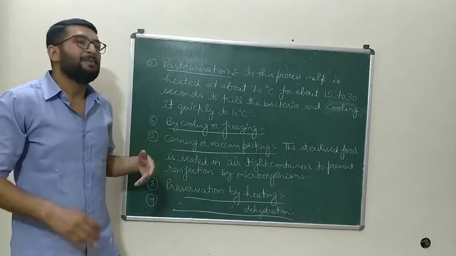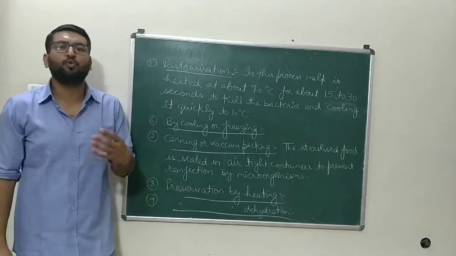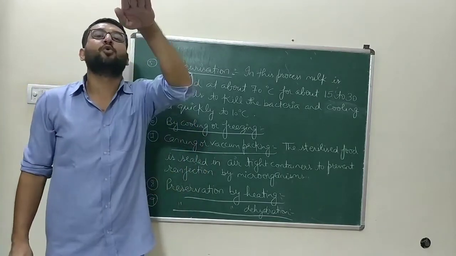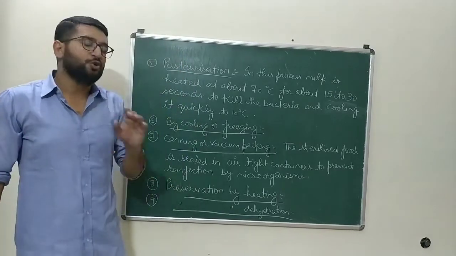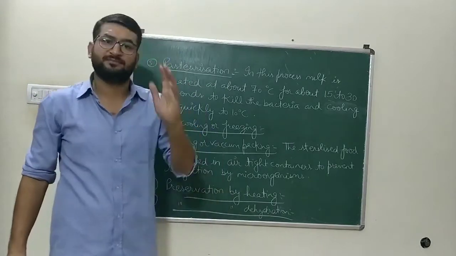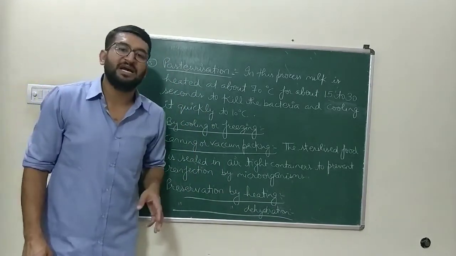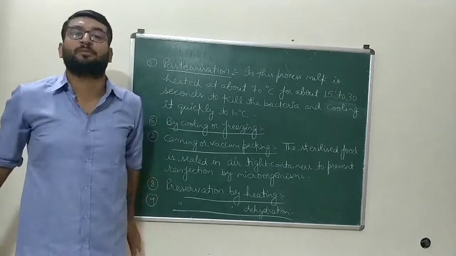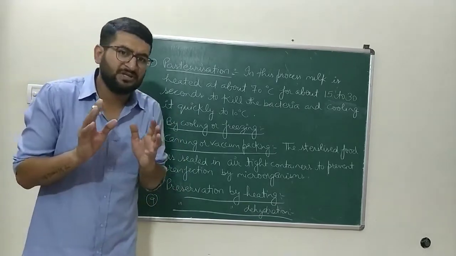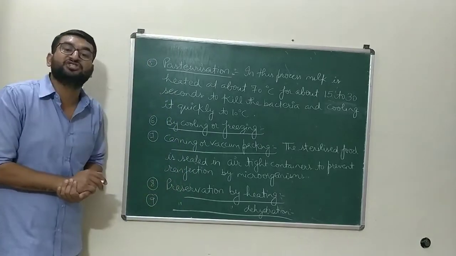The next is freezing, or refrigeration. Refrigeration, cooling or freezing means we are lowering the temperature. At lower temperatures, the growth of microorganisms is prohibited. If the temperature is too low, the microorganisms won't be able to grow properly, and if they can't grow properly, the food does not spoil. Food poisoning can be prevented. Food spoilage can be prevented.